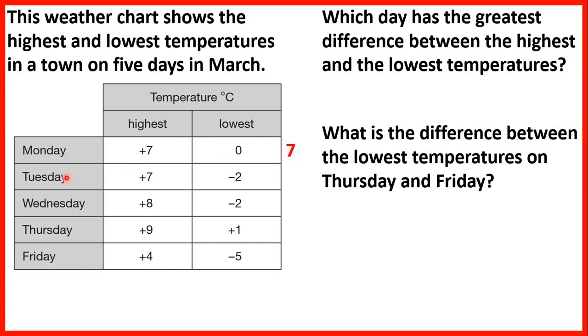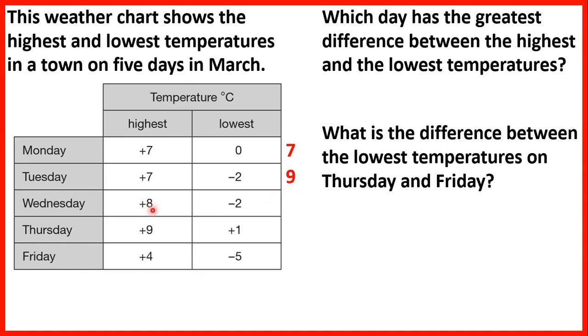But then on Tuesday, the highest was +7 and the lowest was -2. So here we need to find the difference between a positive number and a negative number. And the way to do that is to just ignore the signs and add the numbers. So 7 plus 2 is 9, so +7 and -2 have a difference of 9.